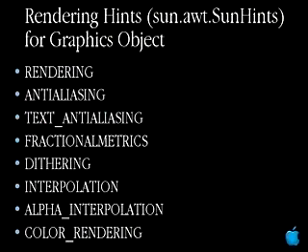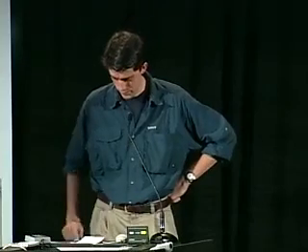So fractional metrics comes up because there's an additional cost with doing sub-pixel positioning of your letters on your text rendering. So dithering, there's a couple of different choices there. Again, it's quality versus speed. Interpolation, there's bilinear and bicubic, and that's for your image scaling. Basically, your image will look a little better when it's scaled to different sizes if you use the higher quality ones, but it's slower, so keep that in mind. Alpha interpolation, same thing, quality, speed, and color rendering, same thing, color, speed.